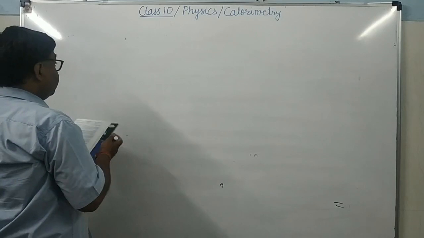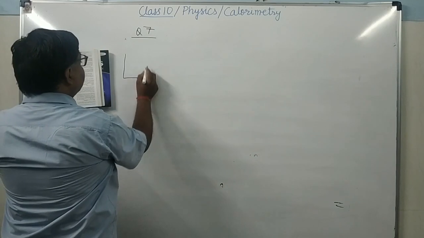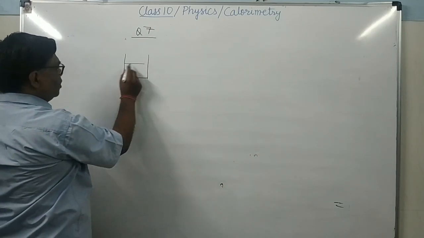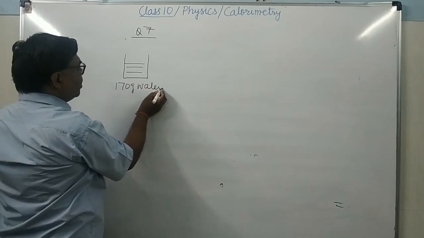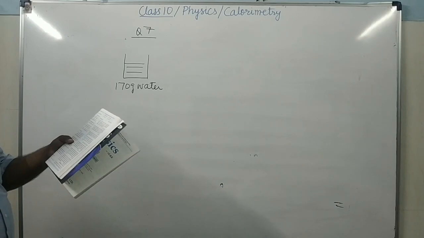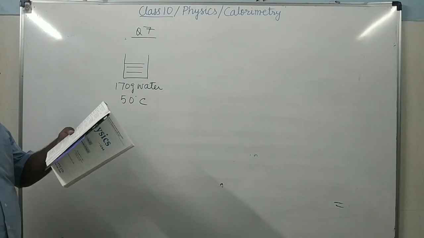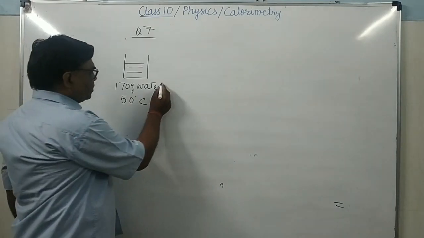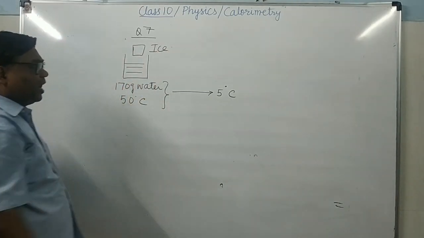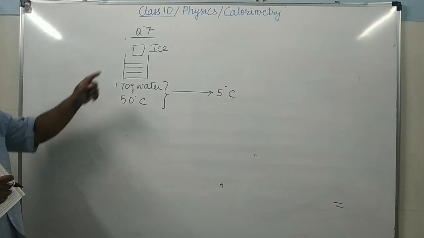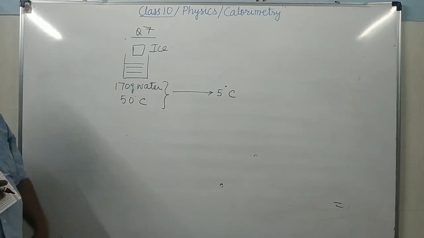Now all of you see. Here the question is saying, question number 7. The temperature of 170 gram of water. This beaker is containing 170 gram water at 50 degrees Celsius. It is lowered to 5 degrees Celsius by adding the ice. When ice will be added in it, what will happen? Ice is at low temperature, water is at more temperature, so it will lose the heat energy.